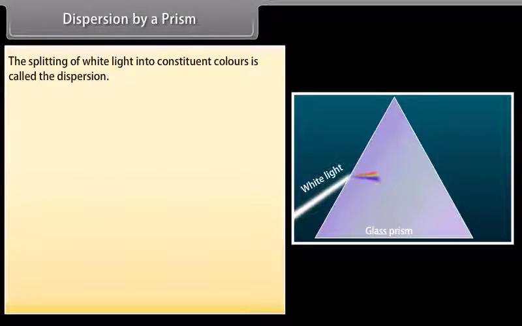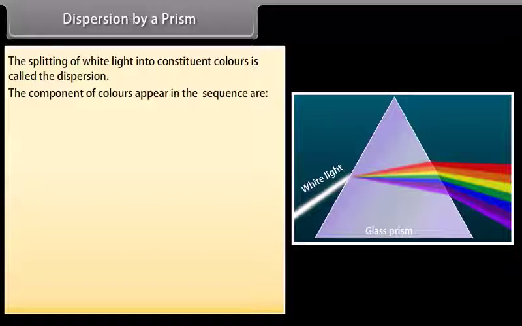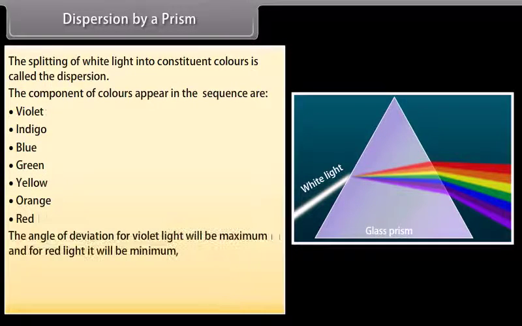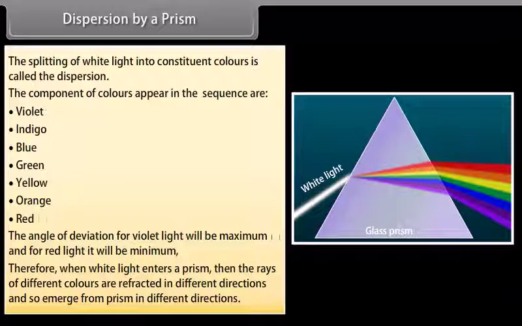Dispersion by a prism. The splitting of white light into constituent colors is called dispersion. The component colors appear in the sequence violet, indigo, blue, green, yellow, orange, and red. The angle of deviation for violet light is maximum, and for red light it is minimum. Therefore, when white light enters a prism, the rays of different colors are refracted in different directions, and so they emerge from the prism in different directions.